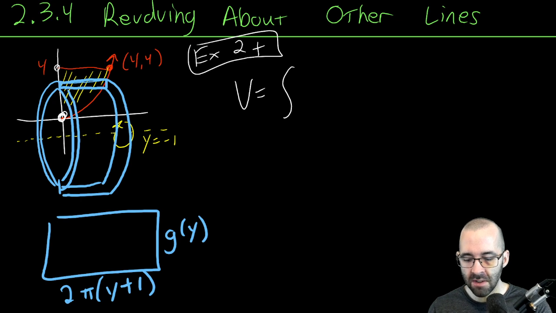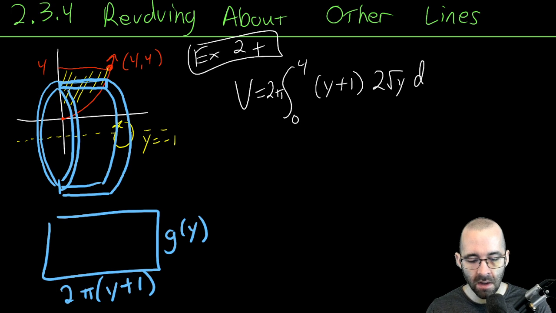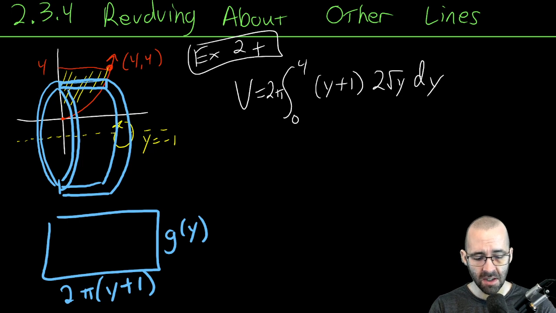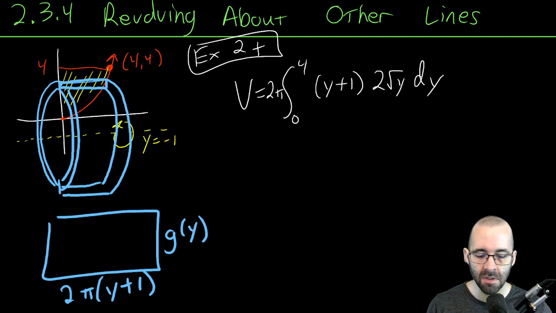The y value is still starting at 0. The y value is still ending at 4. We still have a 2 pi in front. But now, it's not y times g of y. It's y plus 1 times g of y, like so. Now you can either distribute this or do a u substitution. No, don't do a u substitution here. That won't be good. And that's all that there is to this problem. All right. I'm not going to do this integral out because it's very, very similar to the one we just did, but I want to introduce this method.